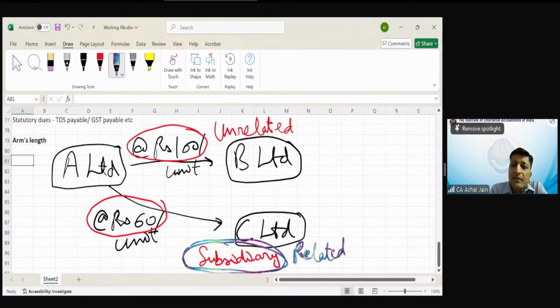What is the risk? The risk is that the price charged is not fair. So this is what needs to be checked. That is what you call arm's length. Arm's length means fair price. Clear on this? Yeah, Sahil, clear?